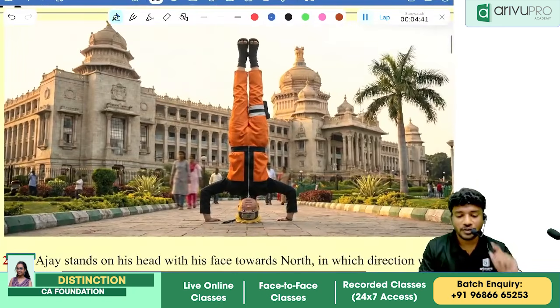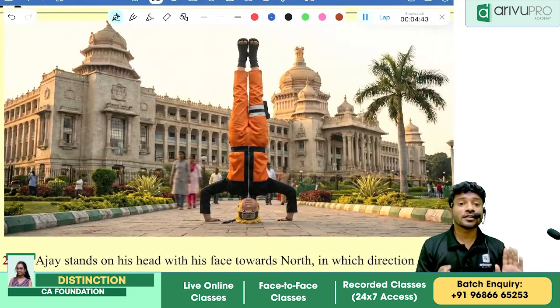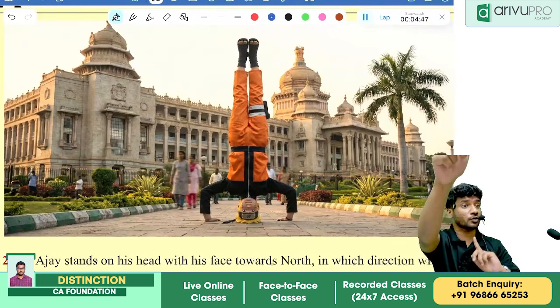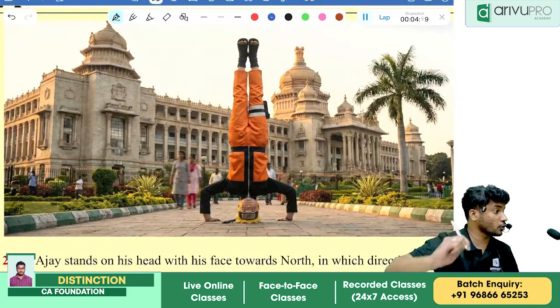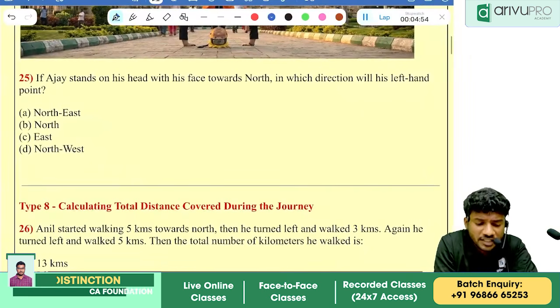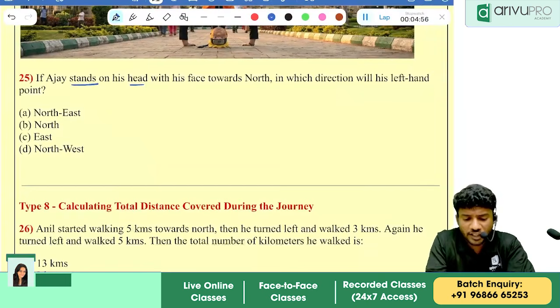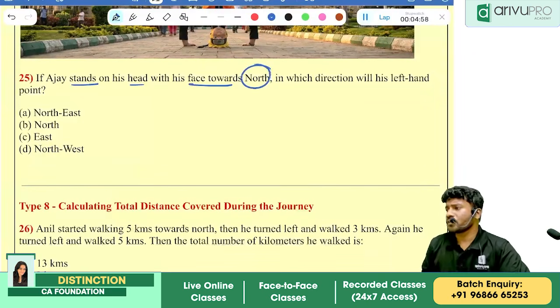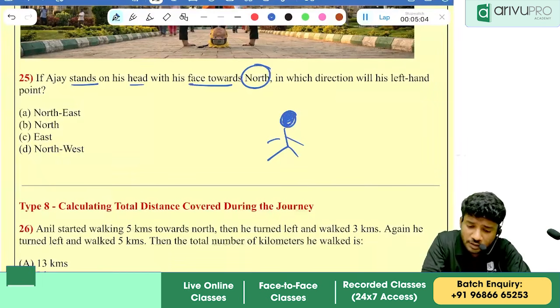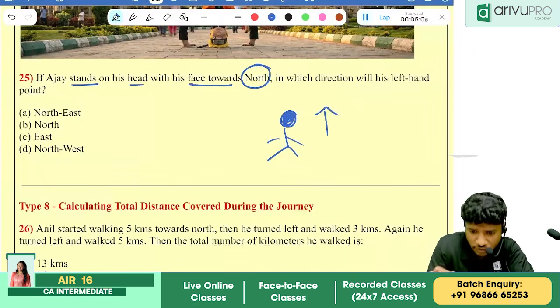So Naruto is here, right? In Bengaluru? Yes. So he is looking now in what direction? Normally he would be looking towards north. Now he is looking towards south direction. Now, if Ajay stands on his head with his face towards north. If Ajay is normally standing looking towards north, his hair will be here, correct? He will be looking towards this direction.